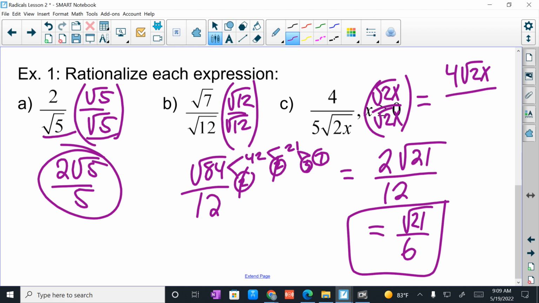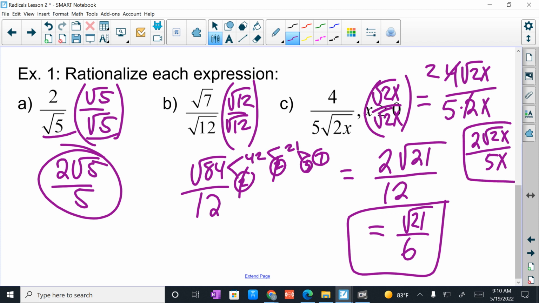Take your time. You have your 5 times the square root of 2x times the square root of 2x. What's that? 2x. So now I can reduce. My answer will be 2 square root of 2x over 5x.